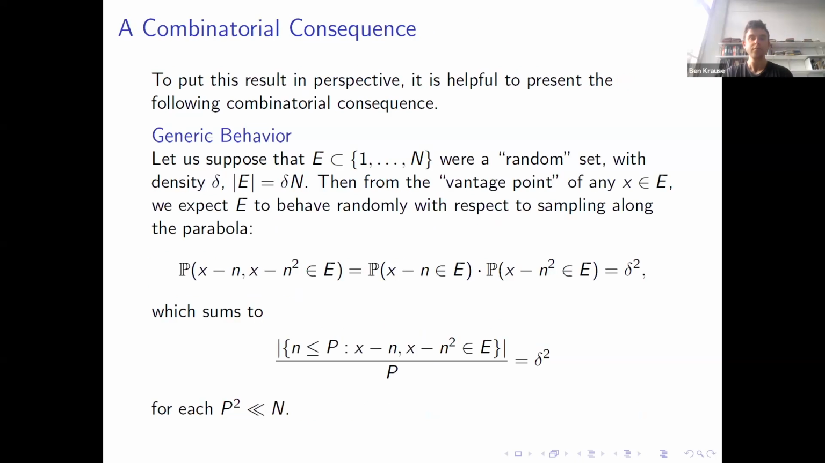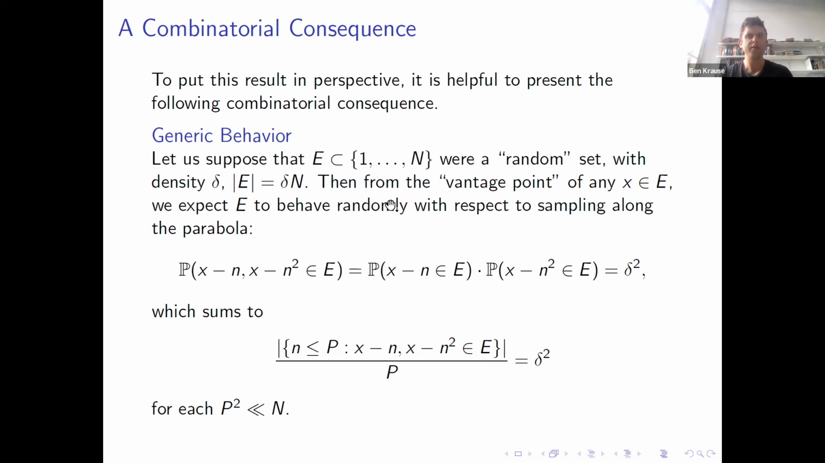So to put this result in perspective, it's sort of useful to present a combinatorial consequence and to compare it with the work of Furstenberg. So to start, suppose I take a subset of the first n integers that's random with density delta. So you sort of randomly select delta n points from the first n integers.